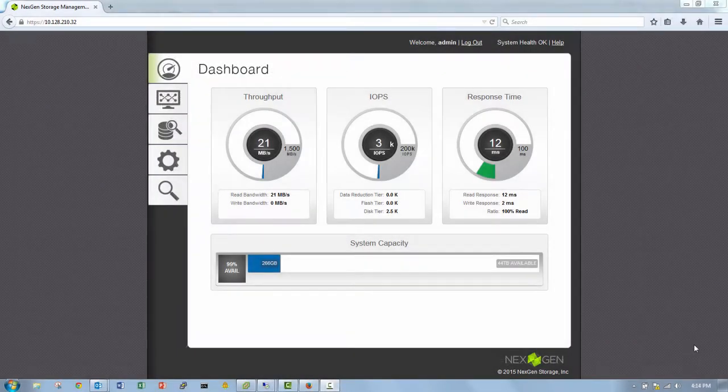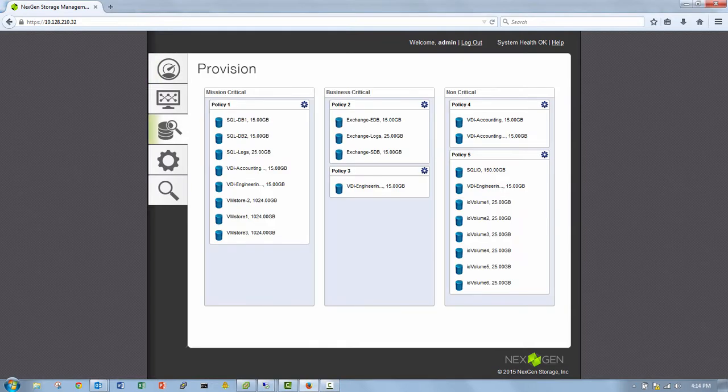What you see here is the dashboard of the web interface to manage the NexGen N5. Right now we are running an initial workload that is primarily hitting disk and generating about 20 megabytes per second and 3000 IOPS at a 12 millisecond average latency. Looking at the provision screen, we see that the volumes we are going to be working with are currently set to the non-critical policy 5 QoS setting. The volume names are IO volume 4 located on storage processor B and IO volume 5 located on storage processor A.